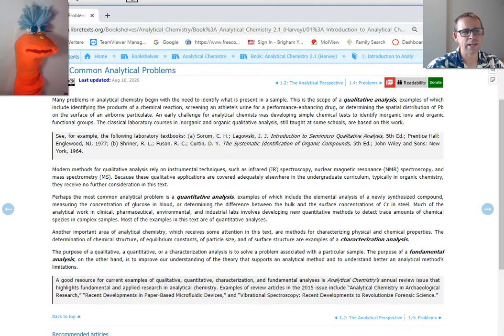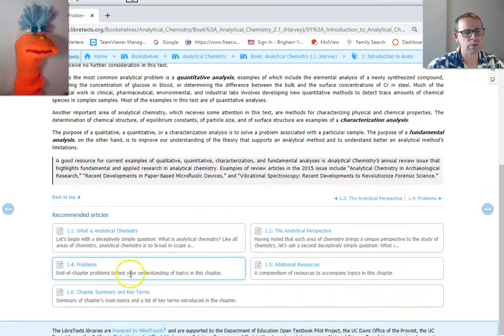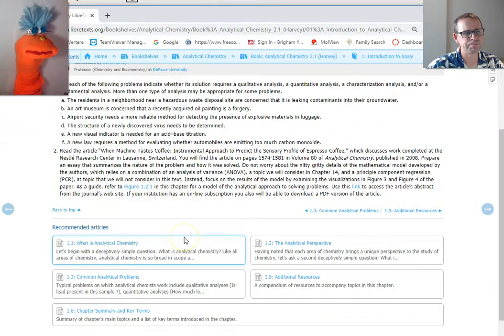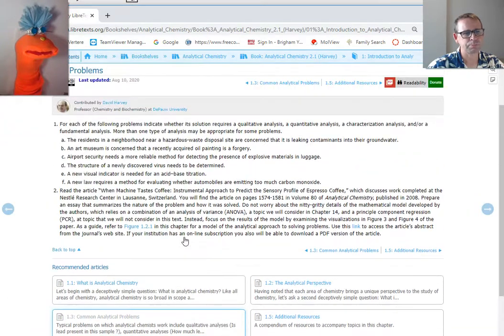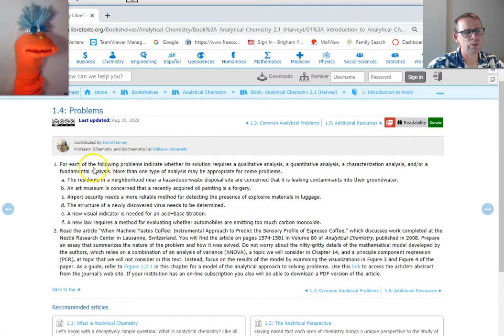Good, so that finishes us. Well, I guess we could look into some of these problems a little bit. For each of the following problems, indicate whether its solution requires a qualitative analysis, a quantitative analysis, a characterization analysis, and/or a fundamental analysis. More than one type of analysis may be appropriate for some problems. The residents in the neighborhood near a hazardous waste disposal site are concerned that it is leaking contaminants into their groundwater. What do you think?